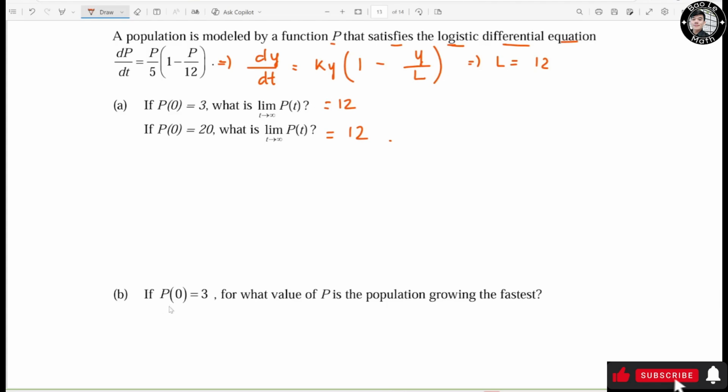Question B. If p of 0 equals 3, for what value of p is the population growing the fastest? Remember, the population is growing the fastest when p is half the carrying capacity.